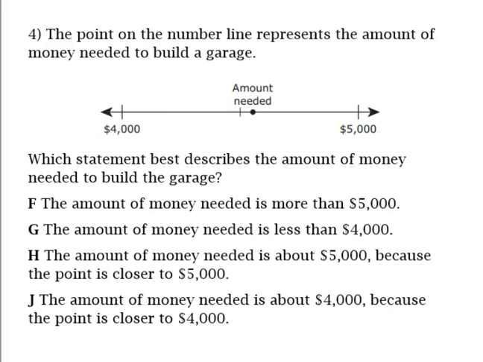All right, let's move on. I was just giving an observation. Which statement best describes the amount of money needed to build the garage? F, the amount of money needed is more than 5,000. G, the amount of money needed is less than 4,000. H, the amount of money needed is about 5,000 because the point is closer to 5,000. And J, the amount of money needed is about 4,000 because the point is closer to 4,000.